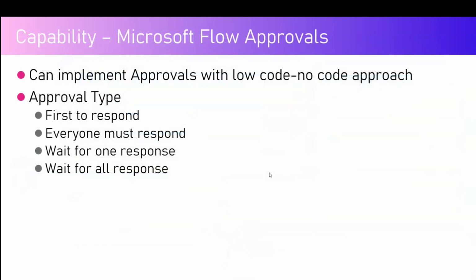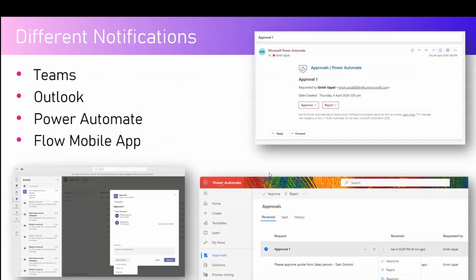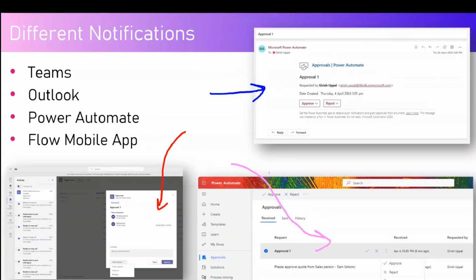The capability of Microsoft Flow approval is that it can implement approval with a low code, no code approach. These are the types we discussed: first to respond, everyone must respond, wait for one response, wait for all responses. Once you have the approvals in place, there is a facility to get the approvals in an email. Here is an example of an email. Then here on the bottom, you can receive an approval in Microsoft Teams. Then you can even do the action in the Power Automate interface as well. So there are three different places where you can receive notifications, provided you have configured the solution accordingly.